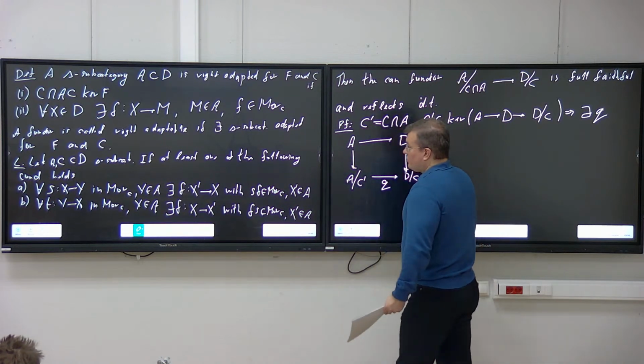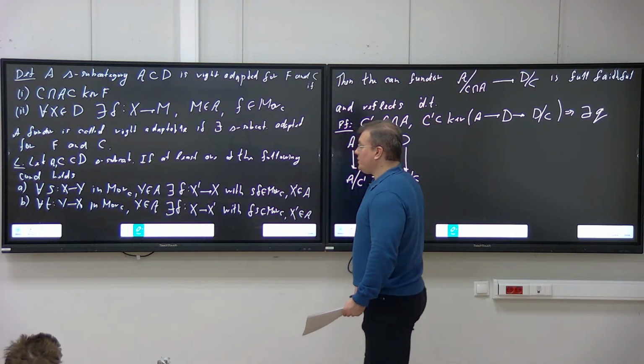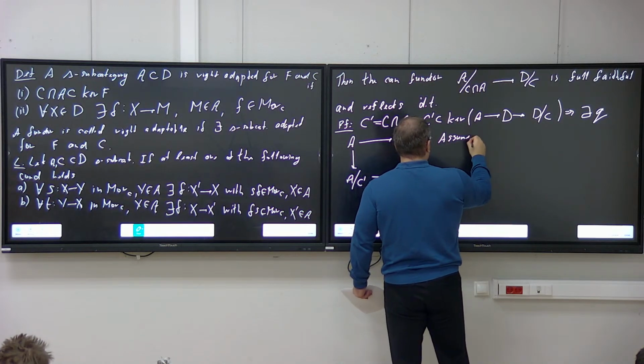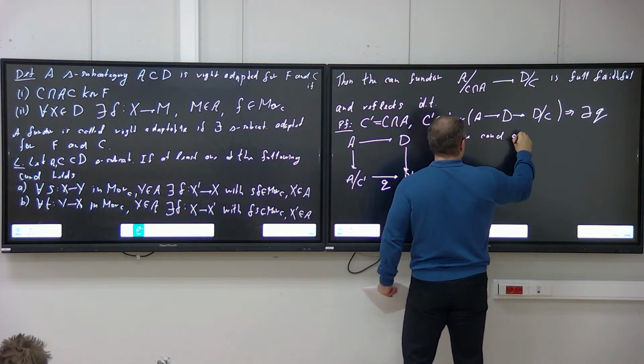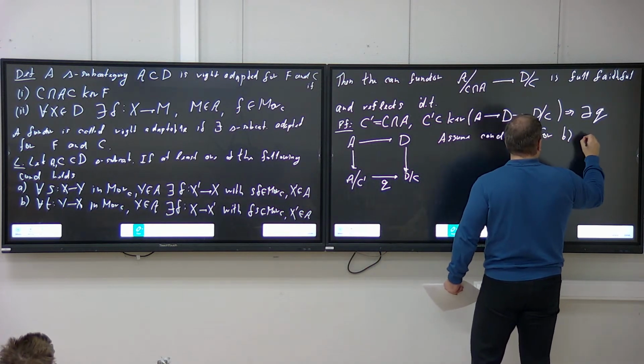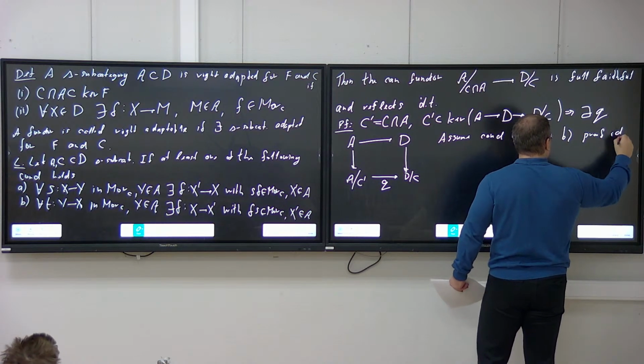Now I want to show that this is fully faithful. Of course, these conditions are dual to each other, so it's enough to prove only one of the versions. We're going to prove A. So assume condition A, and for B, the proof is dual.